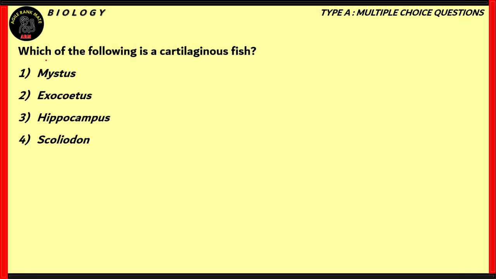Next question. Which of the following is a cartilaginous fish? Of course, cartilaginous means its skeleton is made out of cartilage. We have 4 options: Mystus, Exocetus, Hippocampus, Scoliodon.